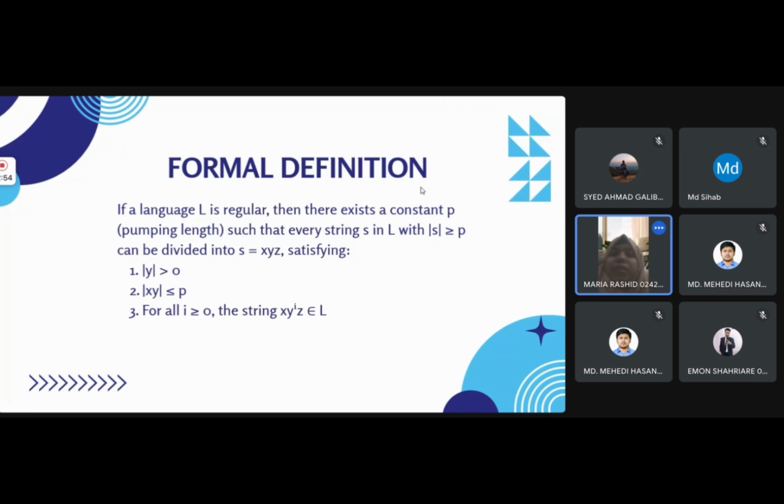Formal definition. If a language L is regular, then there exists a constant P, that is the pumping length, such that every string S in L with length of S greater than or equal to P can be divided into S equals XYZ, satisfying: number 1, length of Y greater than 0; number 2, length of XY smaller than or equal to P; number 3, for all I greater than or equal to 0, the string X Y to the power I Z is an element of L.